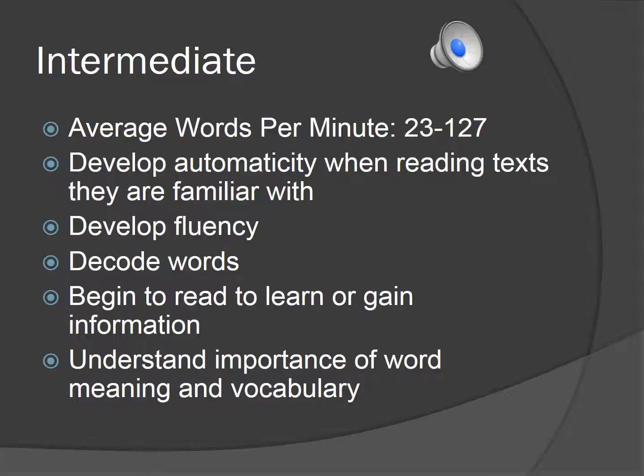And they automatically begin to read to learn or gain information, instead of just reading to sound out words. They're developing reading fluency, the ability to read or pronounce words without sounding them out, and decode words. At the same time, they're beginning to read to learn or to gain information instead of just reading to sound out words. They're actually beginning to get something from what they're reading, and they understand the importance of word meaning and vocabulary.